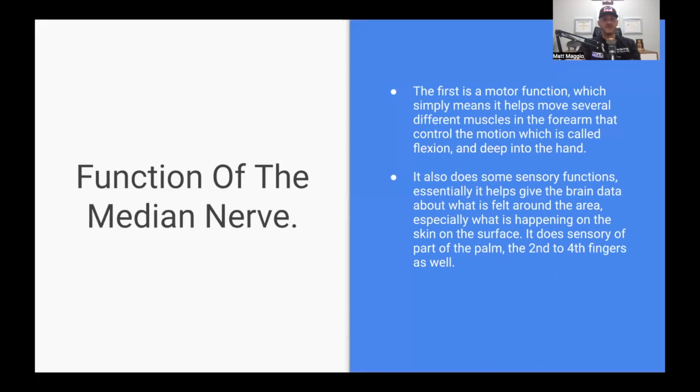So first off, what is the function of the median nerve? The first is its motor function, which simply means it helps move several different muscles in the forearm that control the motion called flexion, and deep into the hand as well. It also does some sensory functions. Essentially, it helps give the brain data about what is felt around the area, especially what is happening on the skin of the surface. It does some sensory of the palm as well, and the second to the fourth fingers. So it is a combo nerve. It does both motor and sensory function. A lot of jobs there.